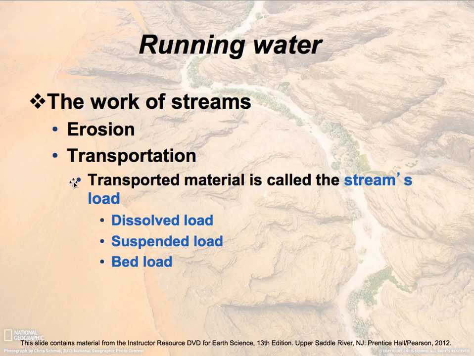Running water does a lot of work, has a tremendous impact on the surface morphology of the earth. Streams are major agents of erosion, which we looked at in the last chapter, and major agents of transportation of that eroded material downslope due to gravity. Transported material in a stream is called load, and streams have three different kinds of load.